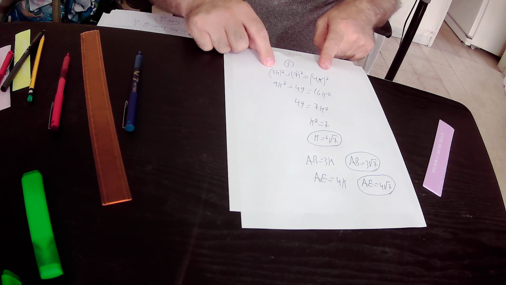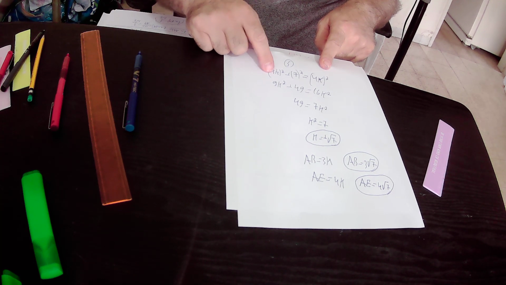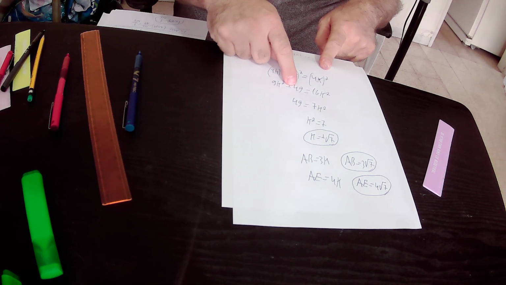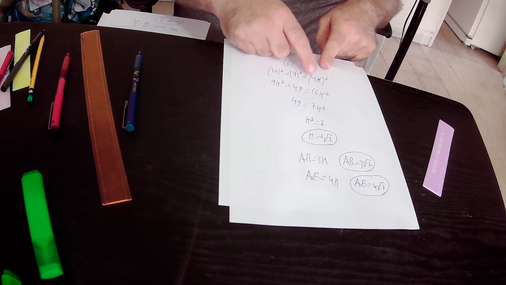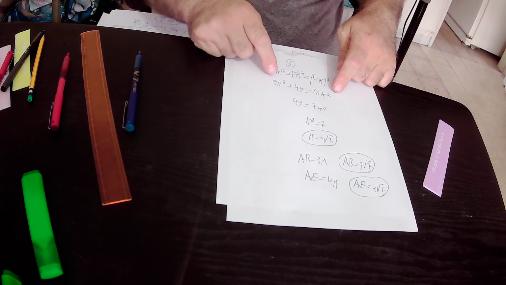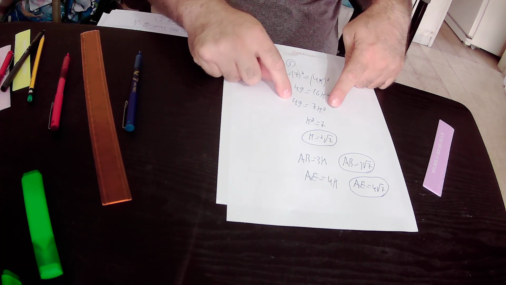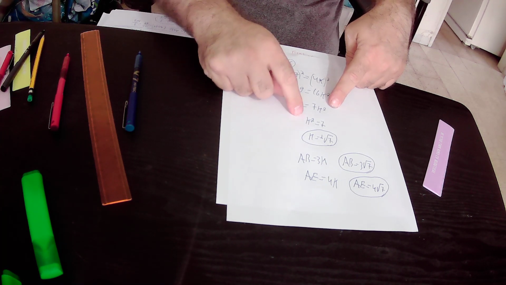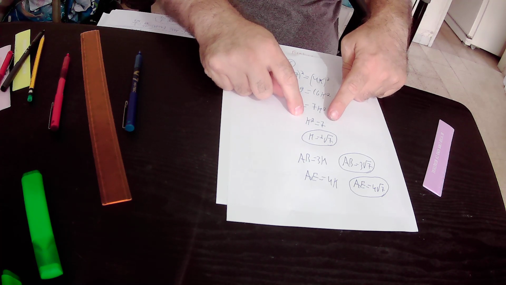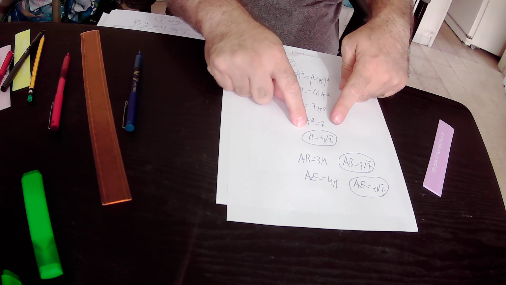We open the brackets here: 3K squared is 9K squared, 7 squared is 49, and 4K squared is 16K squared. We subtracted 9K squared from this equality and we got that 49 equals 7K squared. We divided by 7 and got that K squared equals 7. We took the root and got that K equals the positive root of 7.